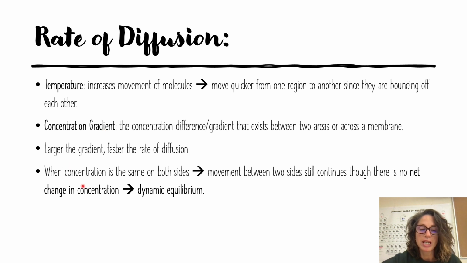When the concentration is the same on both sides, like I said in the last slide, movement between the two still occurs. So it's not like everything just stops moving. It's just the net movement stops. So there's still going to be movement from one side to the other, but you're not going to see any overall change in concentration. So this is called dynamic equilibrium, or we just say equilibrium.